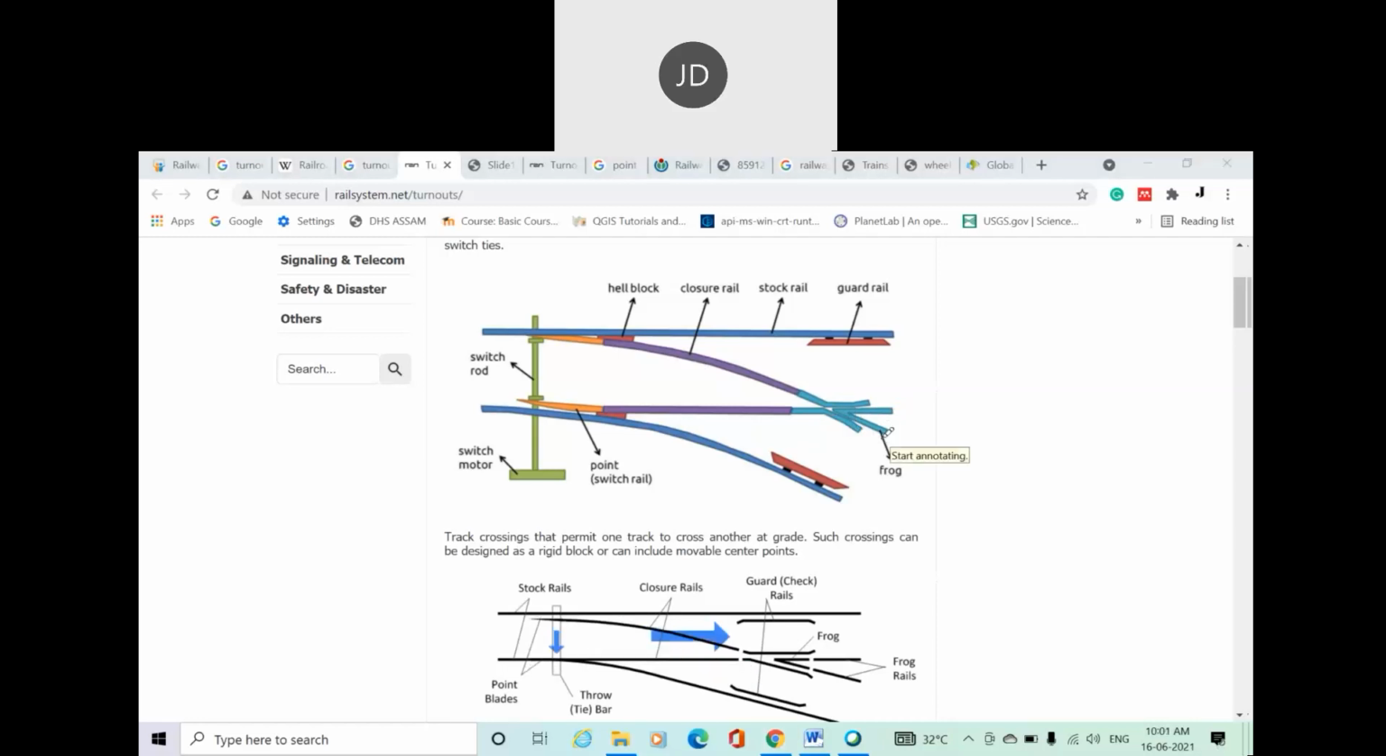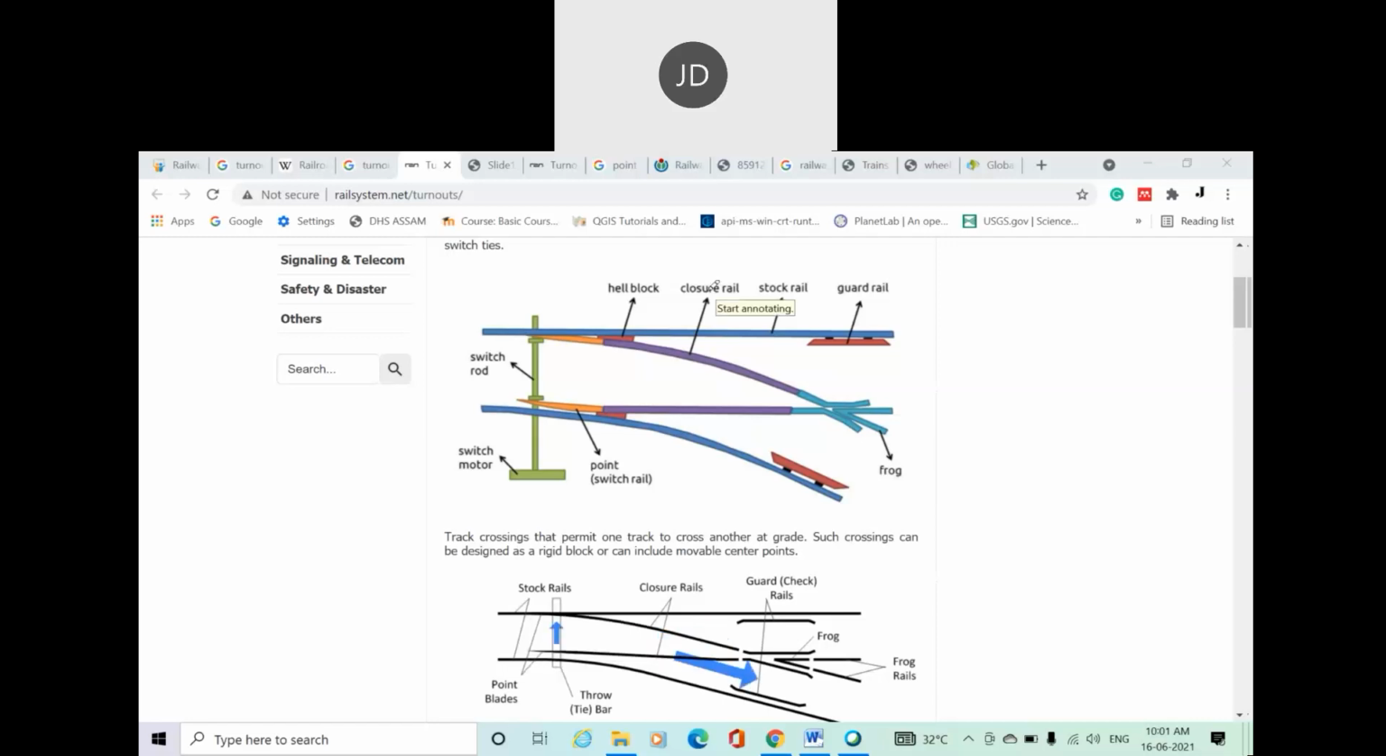The frog part is always in contact with the wheel in any direction, because whenever the train is moving in the straight direction, then also the wheel goes over the frog. If it takes this turn, then also it will go over this frog. Okay, so frog is a component placed where one rail crosses another, referring to the crossing point of two rails.